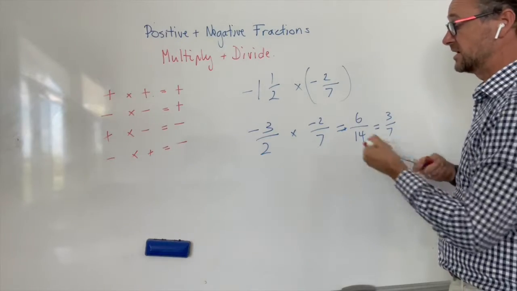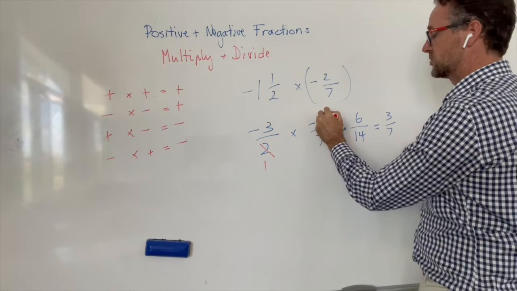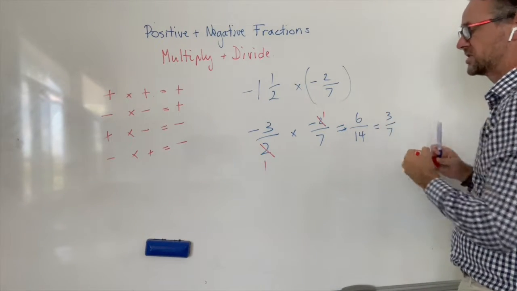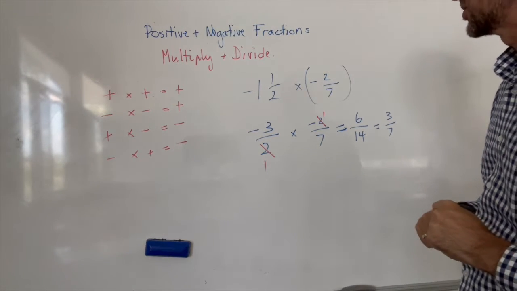I know some of you would have identified that there's a 2 and a 2 here, and you could have gone 2 into that goes once, and 2 into that goes once, and got -1, and that would have got you to the 3/7 one step earlier. Okay, so yes, you can cancel with negative fractions.